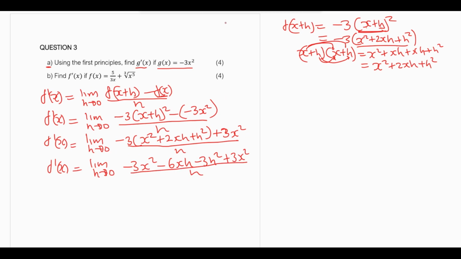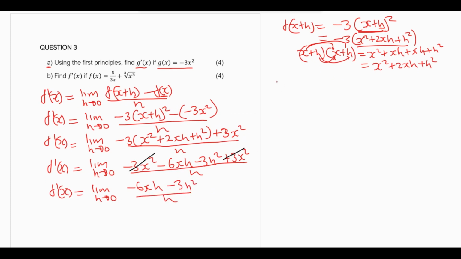Okay, and then negative 3x squared plus 3x squared is 0, so we remain with f prime x is equal to lim h approaching 0, then negative 6xh minus 3h squared over h.